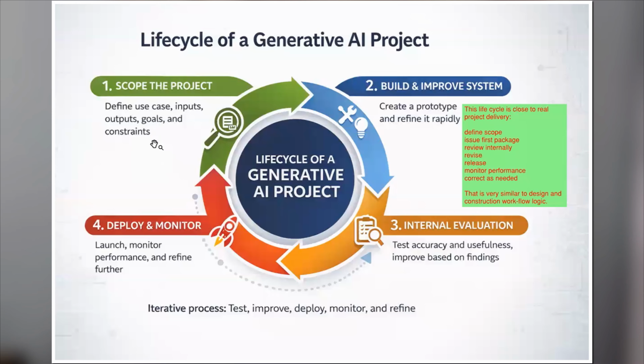And then you take all of this information and you move into building and improving the system. So the system itself will create the prototype based on your scope and the input. And then once the system creates the prototype, it goes into the internal evaluation. During the internal evaluation stage, the system will test your project and make sure it's accurate, and that it's what you want. Then the last step is deploy and monitor, and that's when you launch the project.